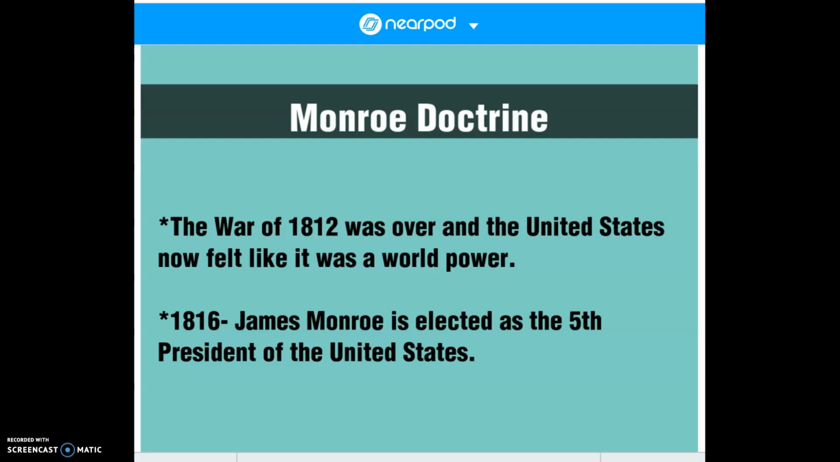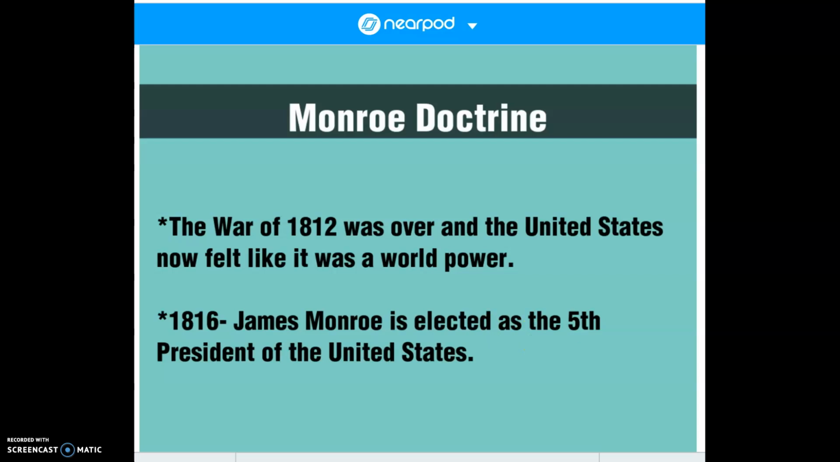So in this video, we want to talk about a few different things that were happening at the time of James Monroe's presidency. The first thing is, you can see from the slide here, that once the War of 1812 was over, the United States began to feel like a world power. And in 1816, just 2 years after the war was over, remember the war was over in 1814, James Monroe was elected as president number 5 of the United States. Monroe was from Virginia, just like Thomas Jefferson and James Madison. So James Monroe becomes president in 1816, and he is immediately met with several things.